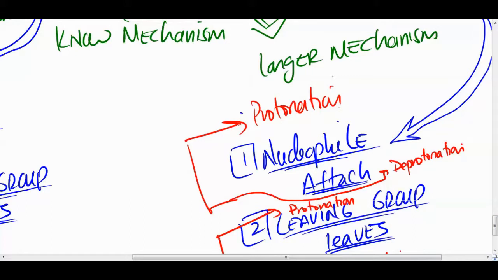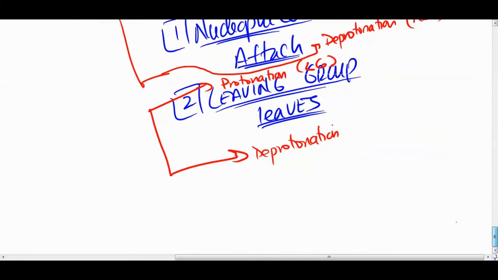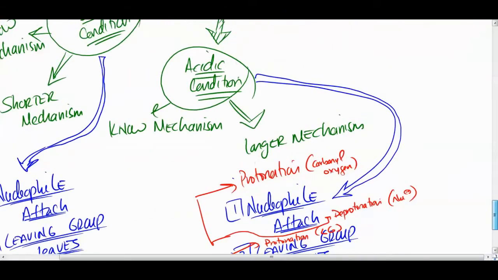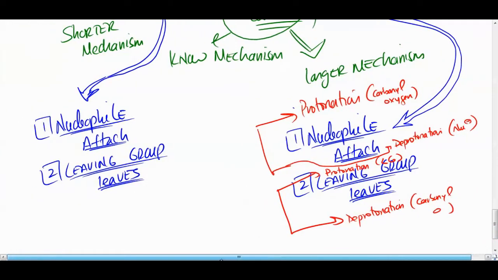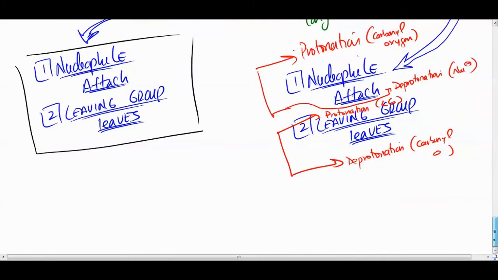Now what's getting protonated here is the carbonyl oxygen. What's getting deprotonated here is the nucleophile. What's getting protonated here is the leaving group. And what's getting deprotonated here is the carbonyl oxygen, which will have a hydrogen attached to it. So this is how the mechanism is going to look, and we'll just do an example of this.